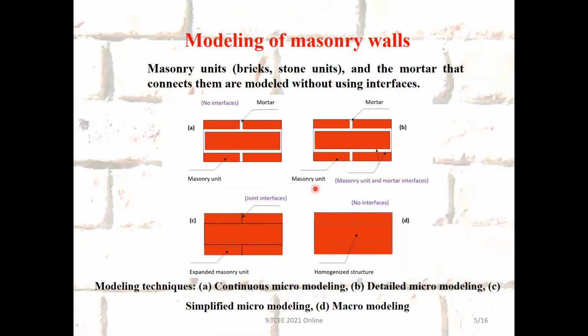For the modeling of masonry walls, there are some modeling techniques. You can see here, I will use the continuous micromodeling strategy. In this strategy, there are masonry units and mortars, and there are interfaces between the masonry units. The other strategies are the detailed micromodeling, simplified micromodeling, and the macromodeling.